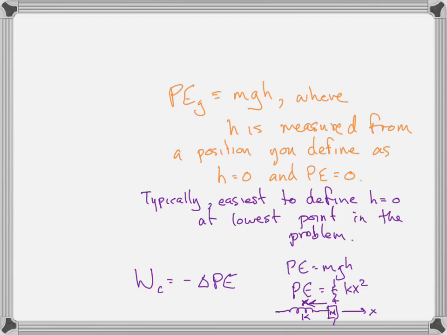And this is going to always be true when you define potential energies, is you've got to define the 0. There may be an obvious place that we're going to define the 0, but it is an arbitrary definition. Okay, there you go.